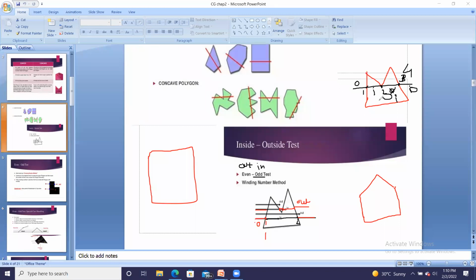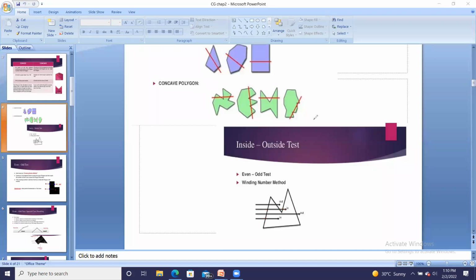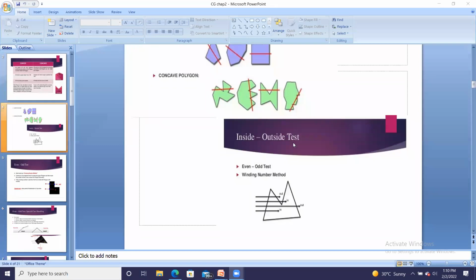Okay, so the solution is given for such problems in the even odd test. So even odd test is only giving the problem when the scan line passes through the vertex, and the solution is, for the vertex you have to consider the number of intersection equal to 2. Getting it? Yes, ma'am. Okay, so in the next slide also the same thing is there.